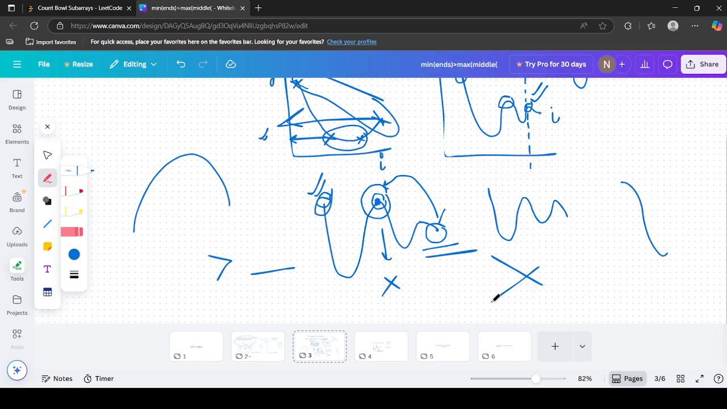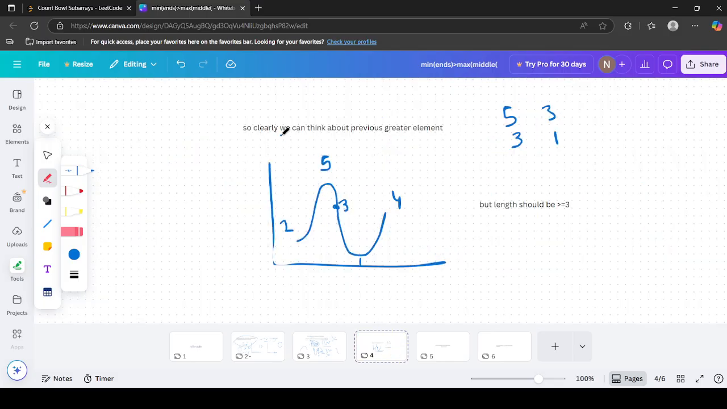So from this, we are able to understand that we are only able to select the index j such that it is in the left half, and it is the maximum of elements between i and j, and that should be the previous greater element of index i. Only then can we select the index j. So hope you got this. So clearly we can think about the previous greater element. So we got the answer.